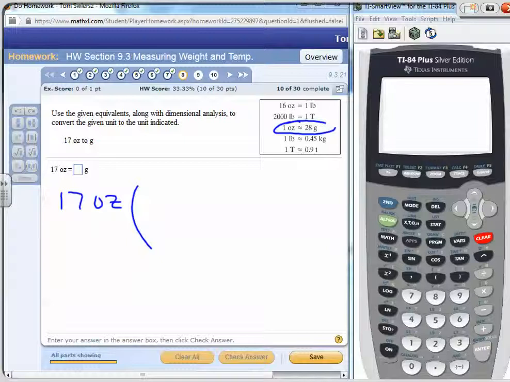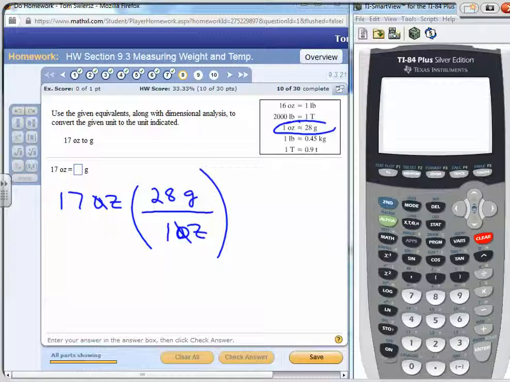The unit we want, grams, goes in the numerator. The number with it is 28 grams for every 1 ounce. That's an O, OZ, not a 0. Maybe put a line through it so we know it's an O. But anyway, 17 ounces.